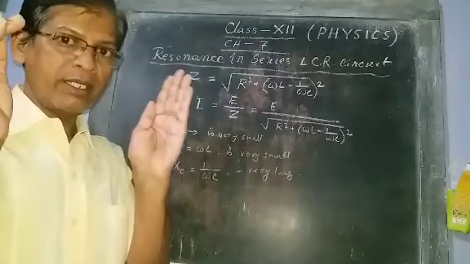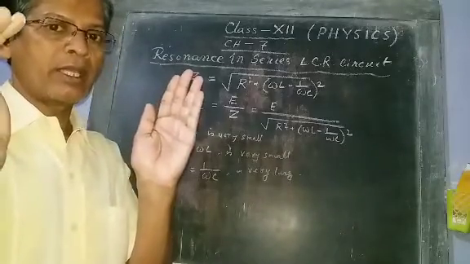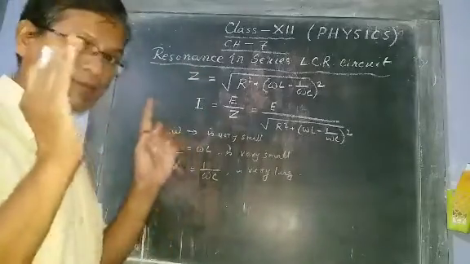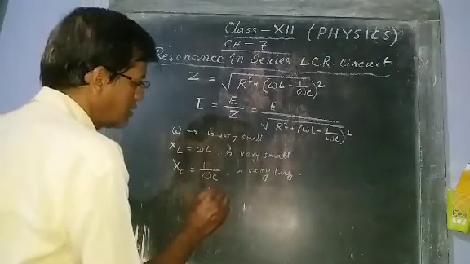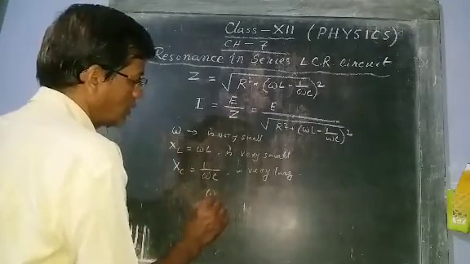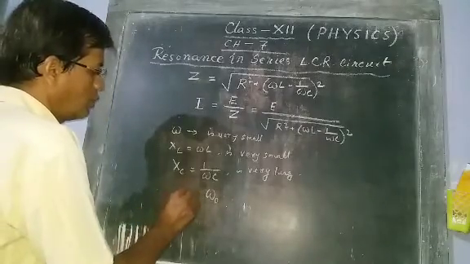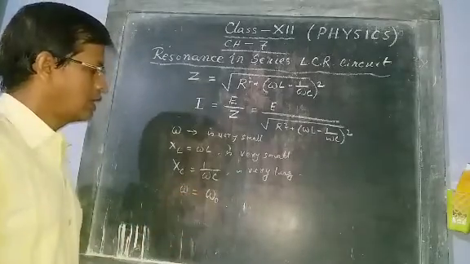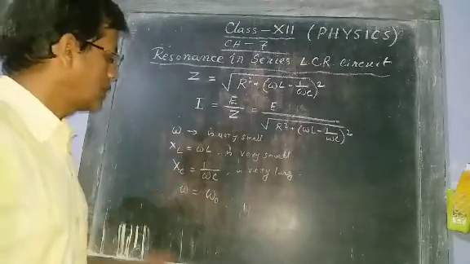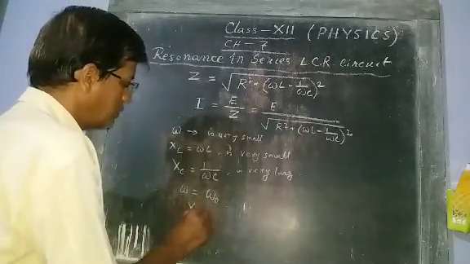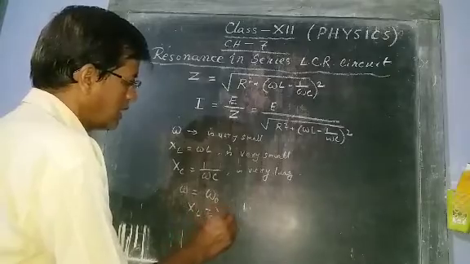And at a certain time, at a particular frequency, say this is omega naught, when omega equal to omega naught, these two are equal. XL equal to XC.